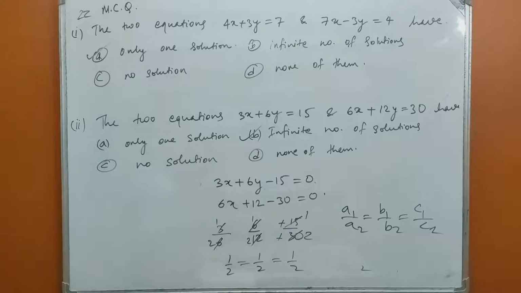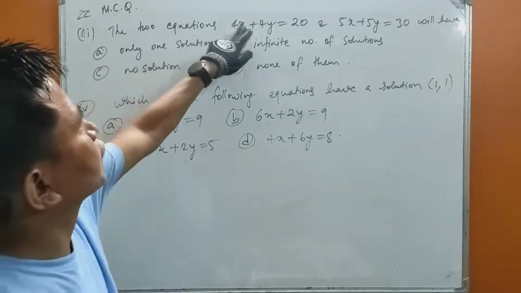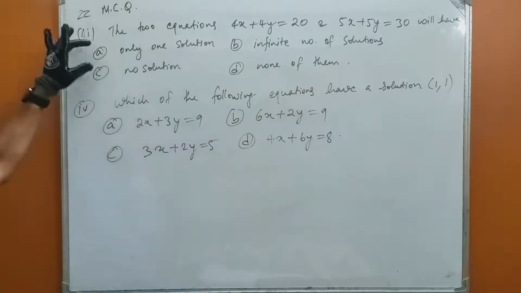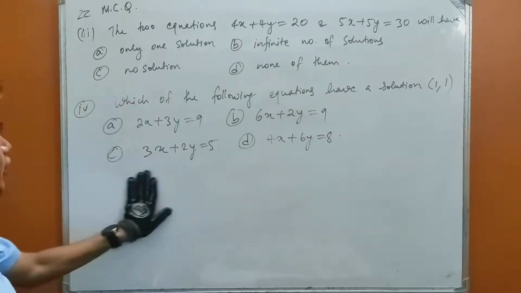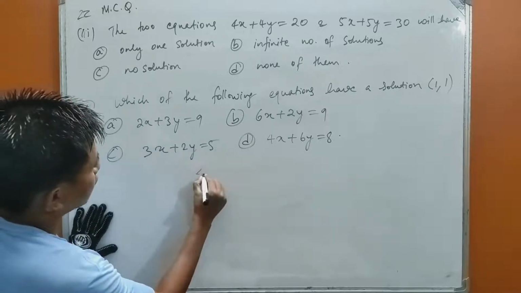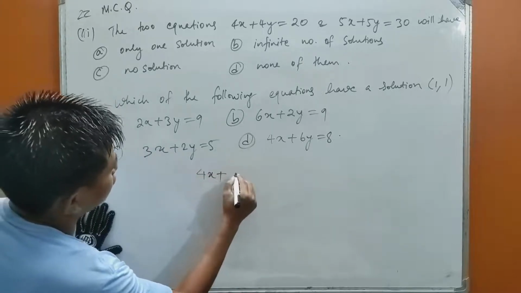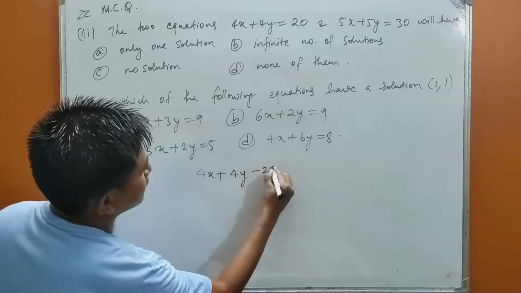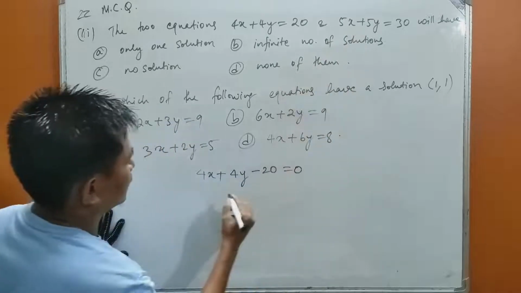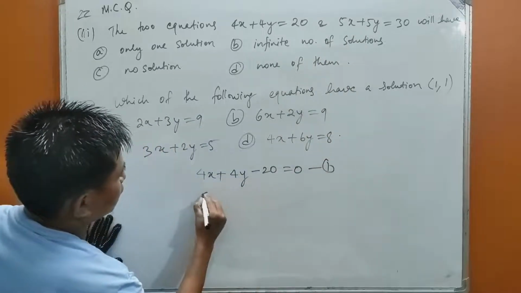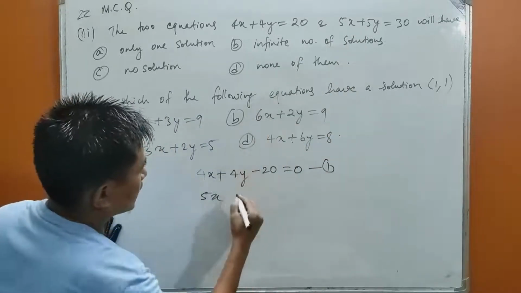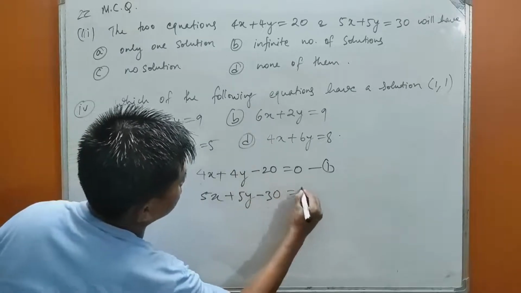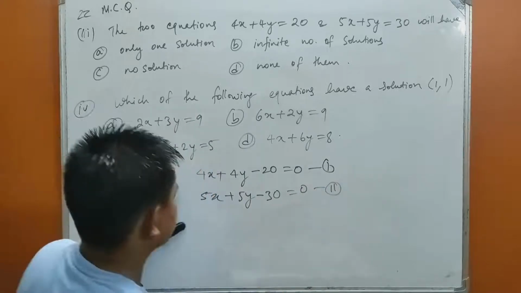Okay, so these are number 1 and 2. Let's go for the next question. Question number 3. The two equations 4x plus 4y equal to 20 and 5x plus 5y equal to 30 will have how many solutions? Okay, there are options A, B, C and D. Let's check out. 4x plus 4y, let us bring this 20 to the left hand side, minus 20 equal to 0, isn't it? And this is equation 1. 5x plus 5y minus 30 equal to 0. This is equation 2.